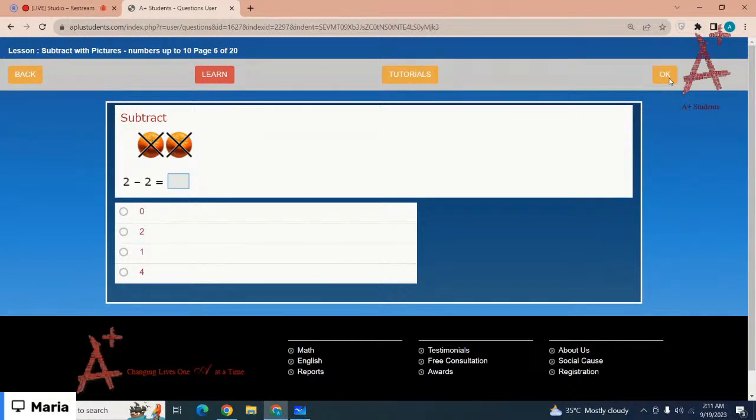We have 2 oranges, right? So they both are crossed. How many oranges are we left with? Yes, 2 take away 2 means 0, right? You are left with 0. The correct option is 0.